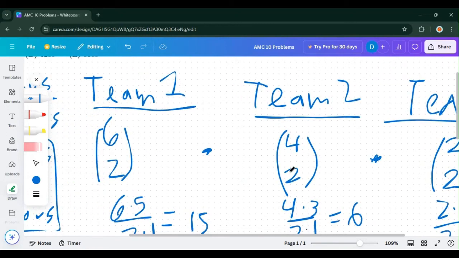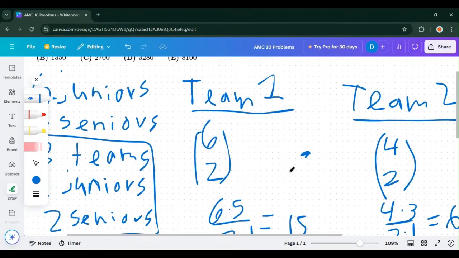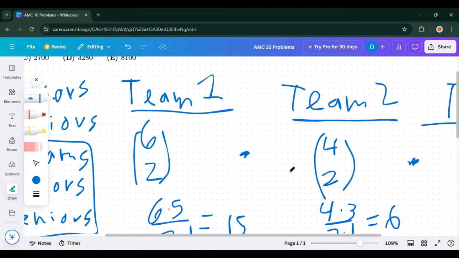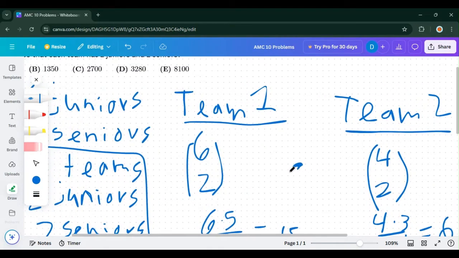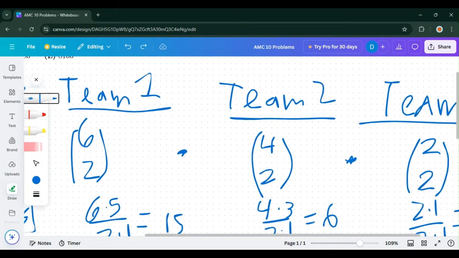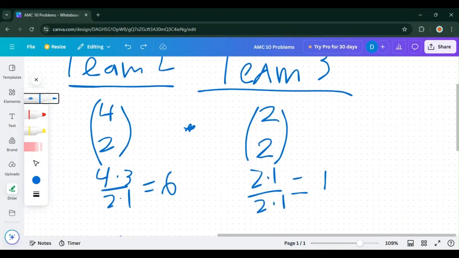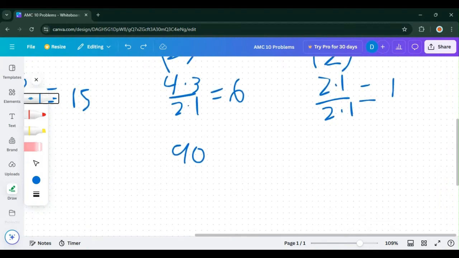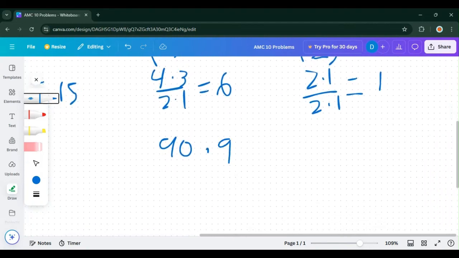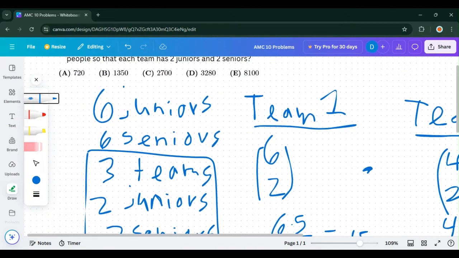And we don't even need to do the second case for seniors because once again, it's the same. We're choosing 2 seniors to start with out of 6. And then we are picking 2 seniors again out of 4 and 2 seniors again out of 2. So we can multiply 90 by 90 to get our final answer. However, wait right there.